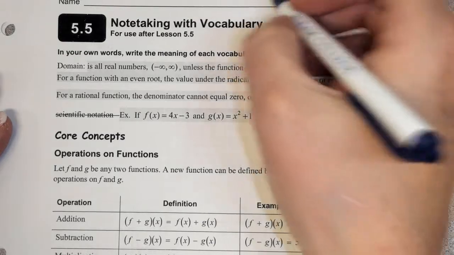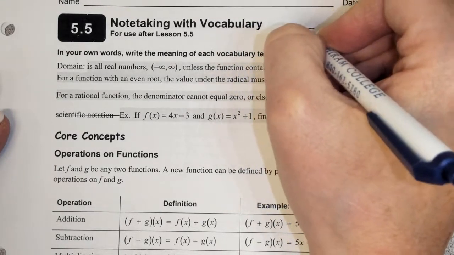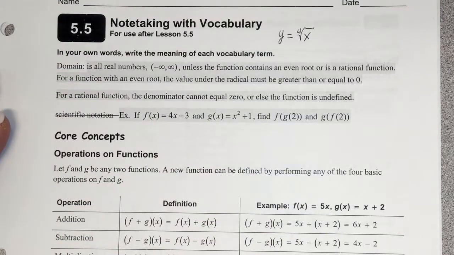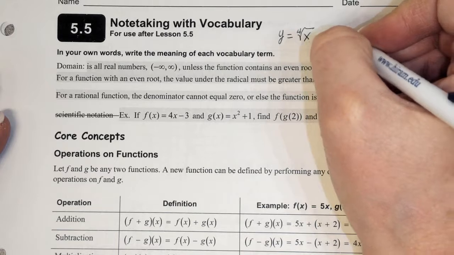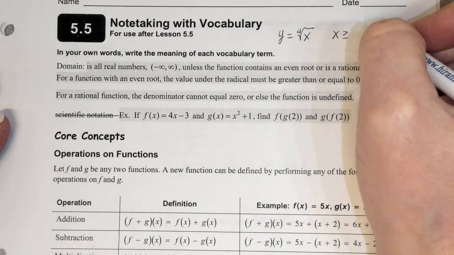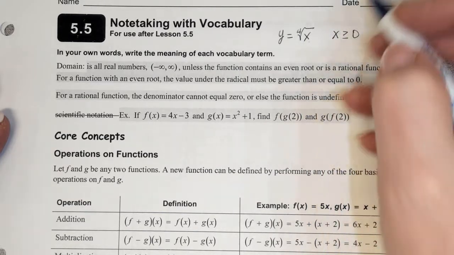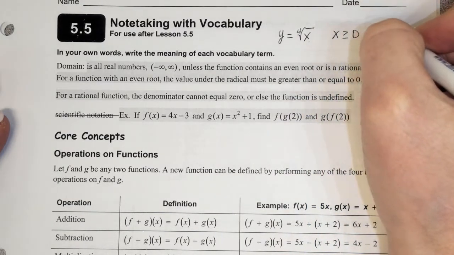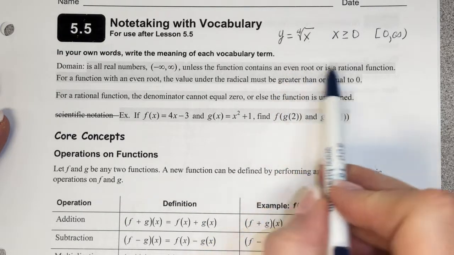So what we mean by that, an even root could be y equals the fourth root of x. That's an even root. What would I say about the domain of that? X has to be greater than or equal to what? 0. Okay, so that would be the domain there. In interval notation, 0 to infinity. That's what we mean by an even root.